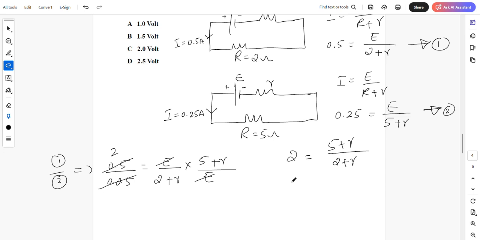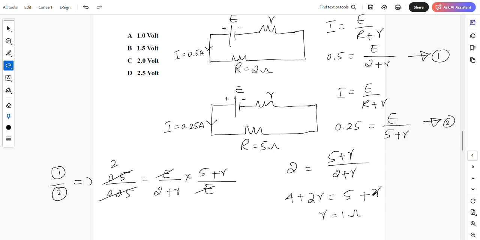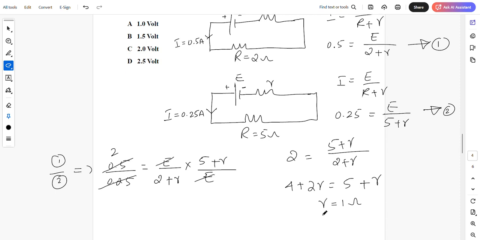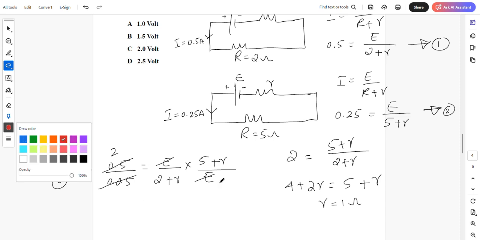Cross multiplying, 4 plus 2r is equal to 5 plus r, right? 2r minus r gives r, which is 1 ohm. r is equal to 1 ohm. Now what do you have to calculate? Why did we divide? Just to cancel this E to calculate the value of r. Later I can calculate the value of E. How can we calculate the value of E? I can calculate the value of E by using any equation.